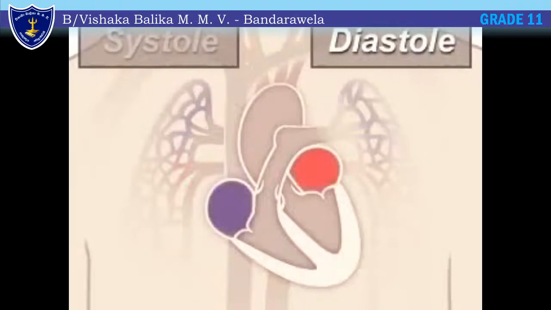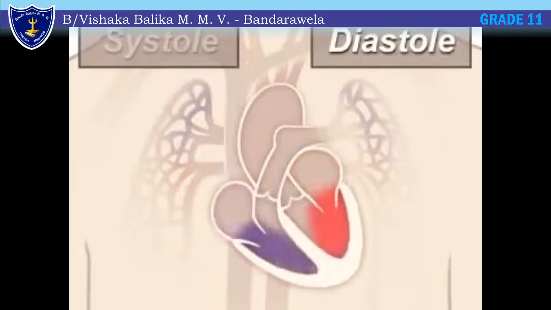Then atrial systole will take place here. Atrial systole. Blood pushing down. Then blood flows into the lower chamber. The lower chambers are the ventricles. Now look at this. In this case, two valves are opening. The opening valves are the tricuspid and bicuspid valves.